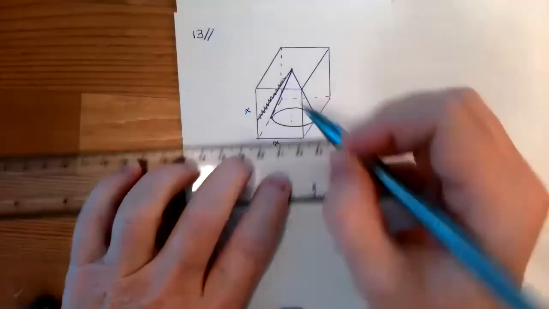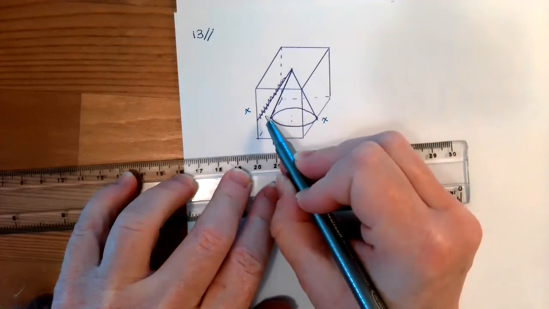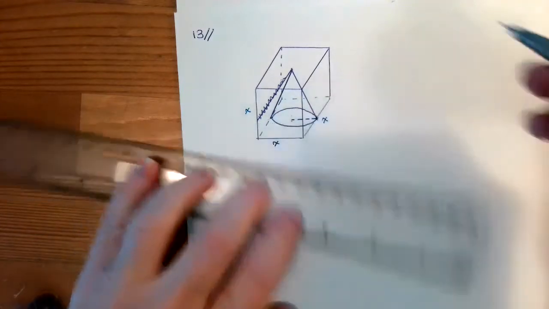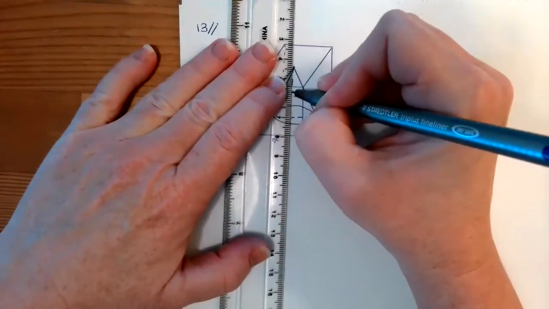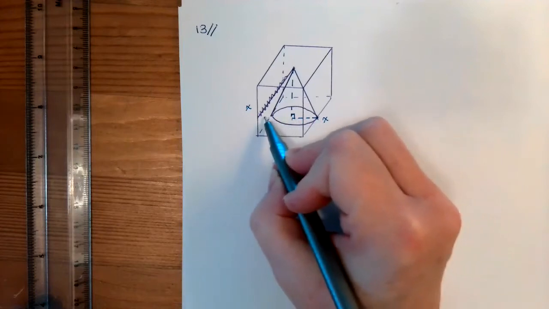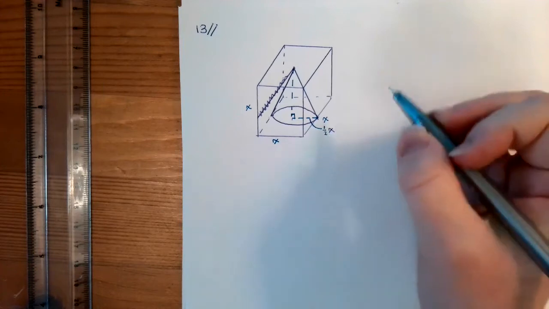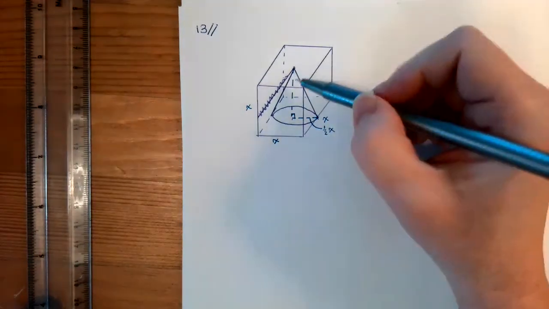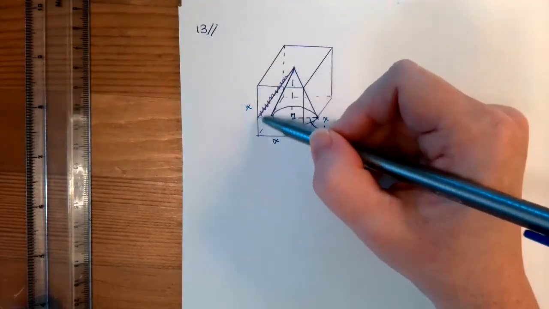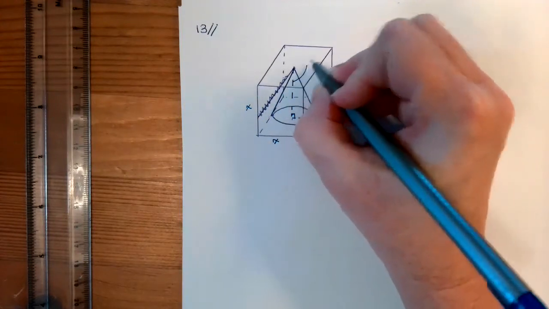If the width across is x, that means the diameter of my circle is going to be x. So the radius of my circle has to be half of the diameter, so the radius is going to be 1/2 x. Now, if the cone fits exactly in the box, that means the height of the cone is exactly the same as the height of the cube. So the height is going to be x.